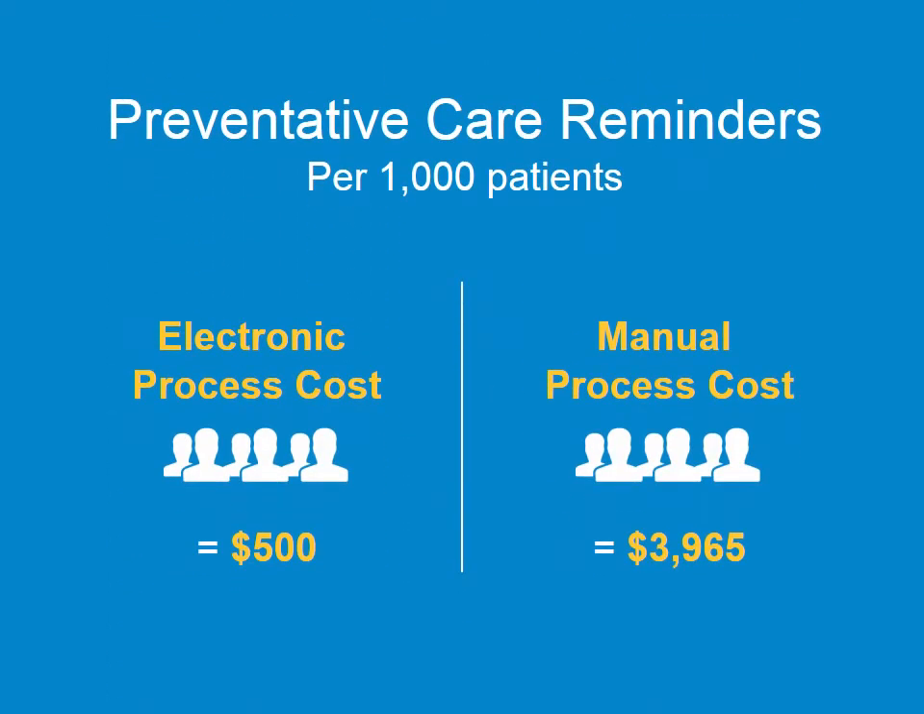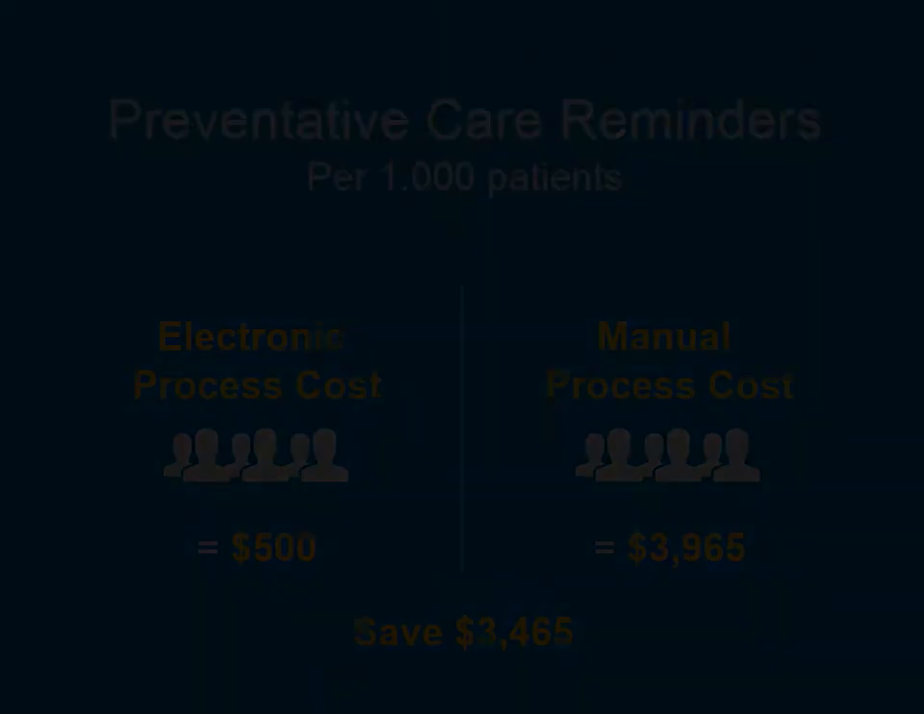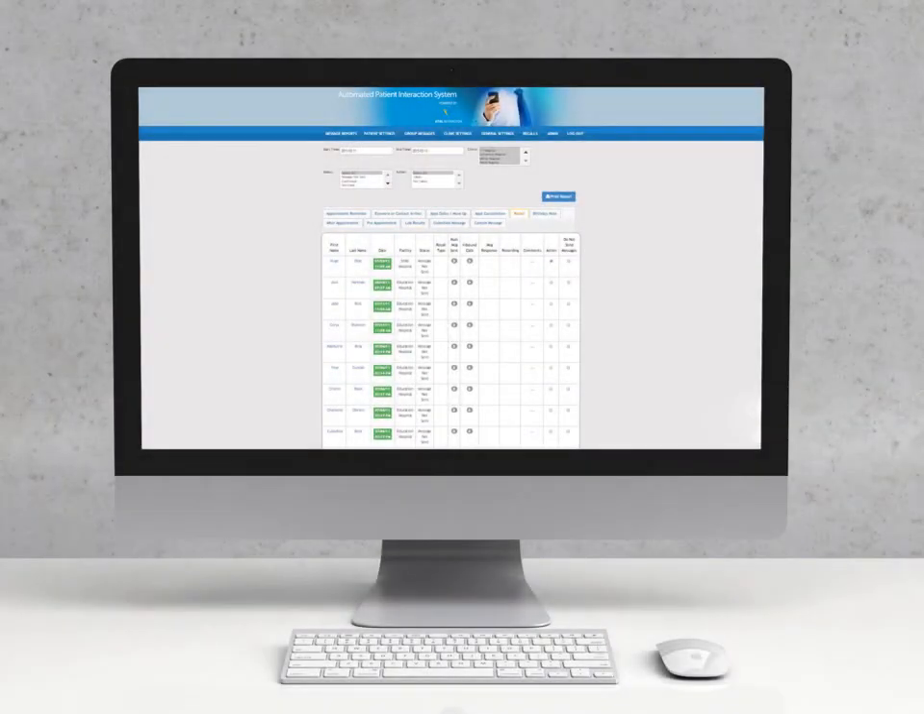Multiply that by 1,000 patients, and you've spent $500 versus almost $4,000. With the electronic automated process, you save almost $3,500 per 1,000 patients. If saving money is not enough of a reason, consider the actual effectiveness of the preventative care reminders. With an automated system, you can track who requested an appointment and follow up with those who didn't.